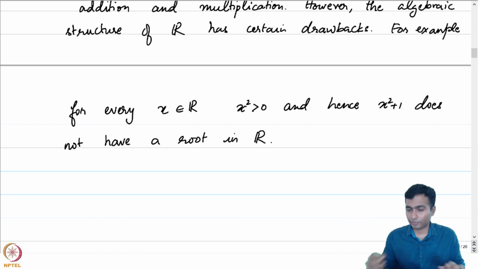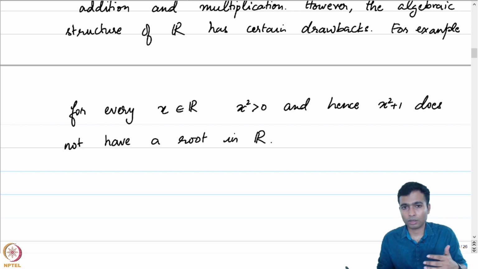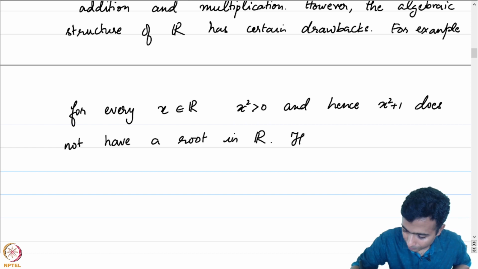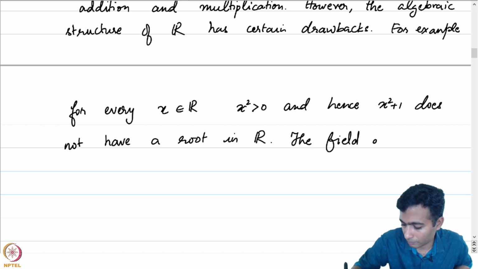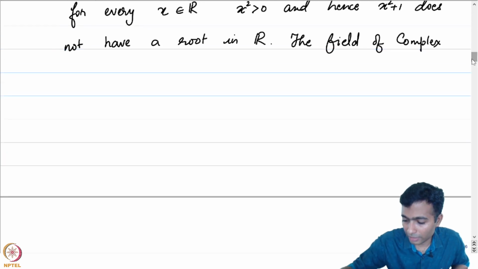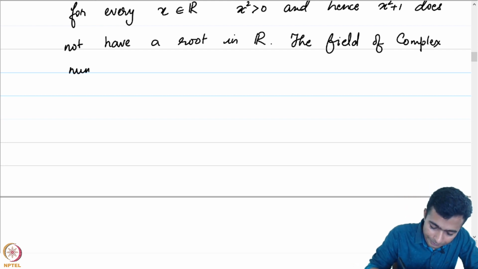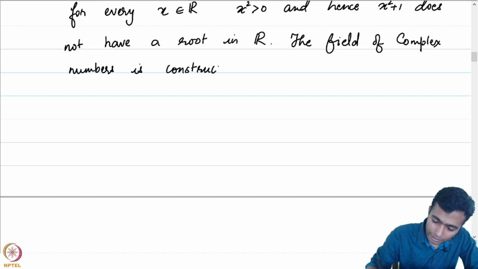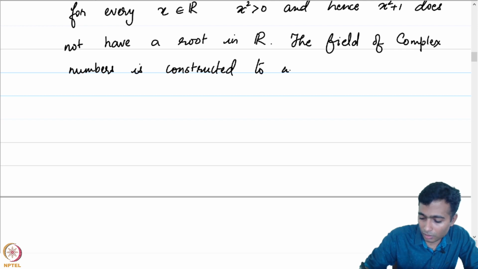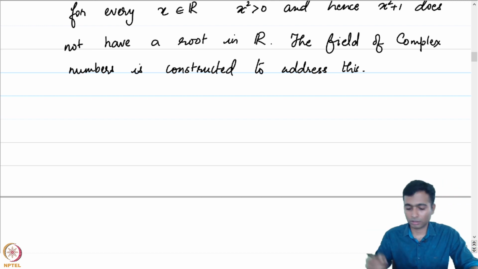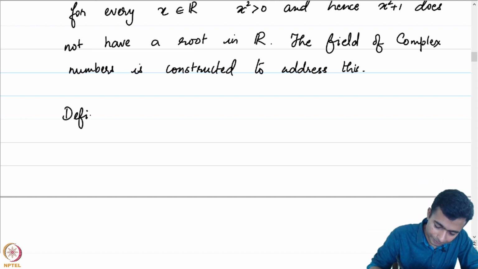And the field of complex numbers is constructed in order to address this particular drawback of addressing roots of polynomials. The field of complex numbers is constructed to address this drawback. Let me just start with a definition for a field of complex numbers. So, definition.